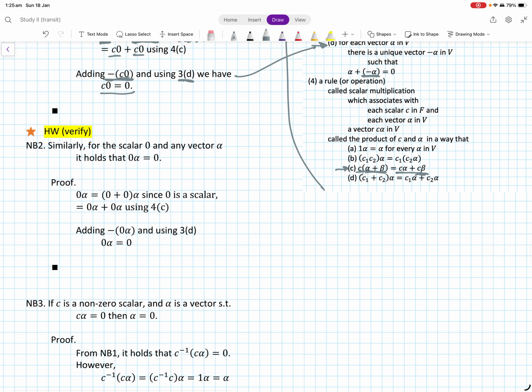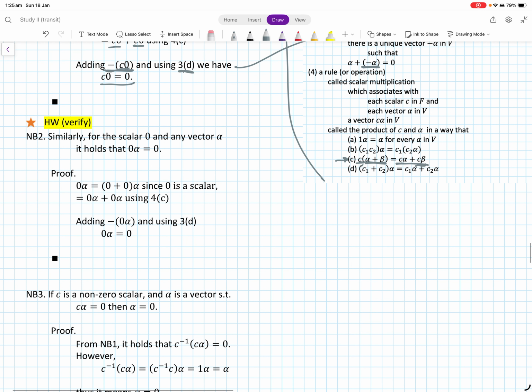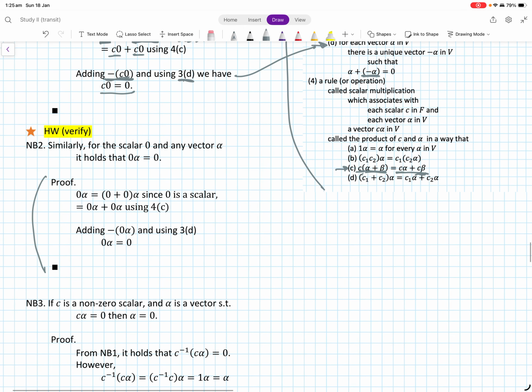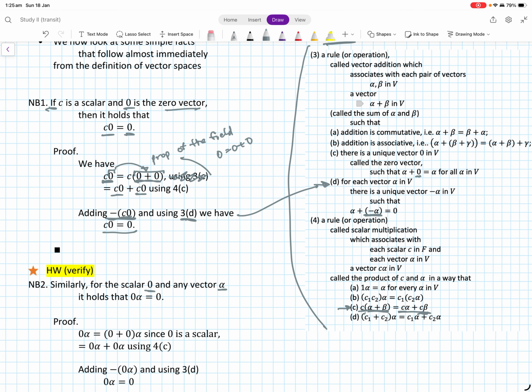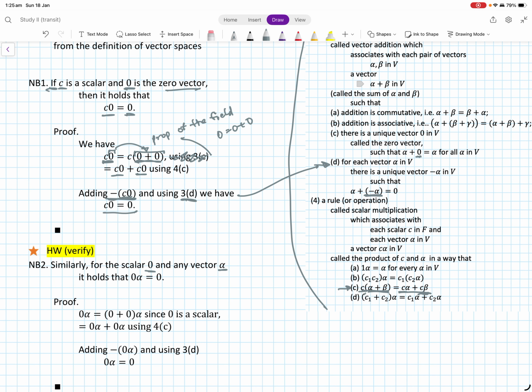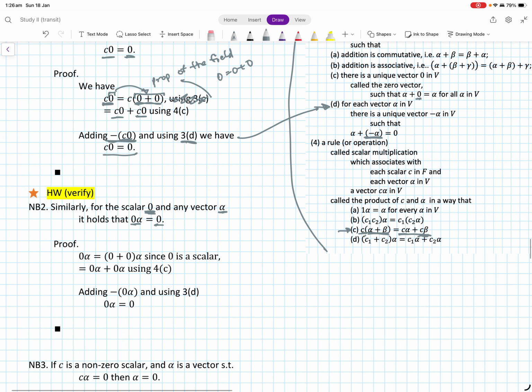Okay, and the next thing is we want to verify. I think I may have figured this out myself, so I just wanted you to check that there are no errors. The other claim is that for a scalar 0 and a vector alpha, right? So above, what did we establish? We established that for any scalar, if you multiply it with a 0 vector, you get 0. And now what we're going to establish is that if you're multiplying with the scalar 0 and you have any vector alpha, then 0 times alpha will give you the 0 vector again. Alright, so let's look at this.